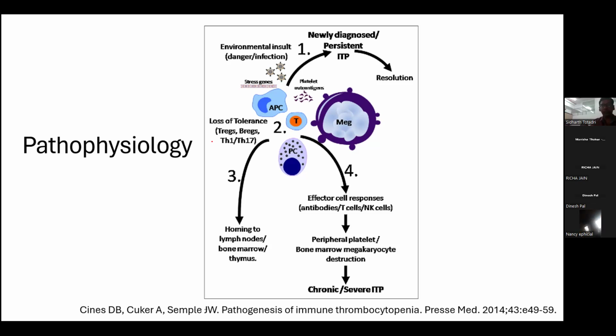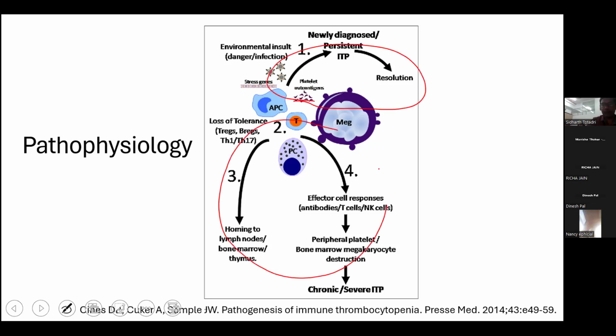So in ITP, what is happening is the platelet antigens are being recognized as foreign and the body is producing antibodies and lymphocytes against these platelets. That is what leads to platelet destruction, immune thrombocytopenia. In the majority of the patients, there will be a resolution. But in some patients, these immune active cells persist and lead to further severe thrombocytopenia and go on to persistent or chronic ITP also.